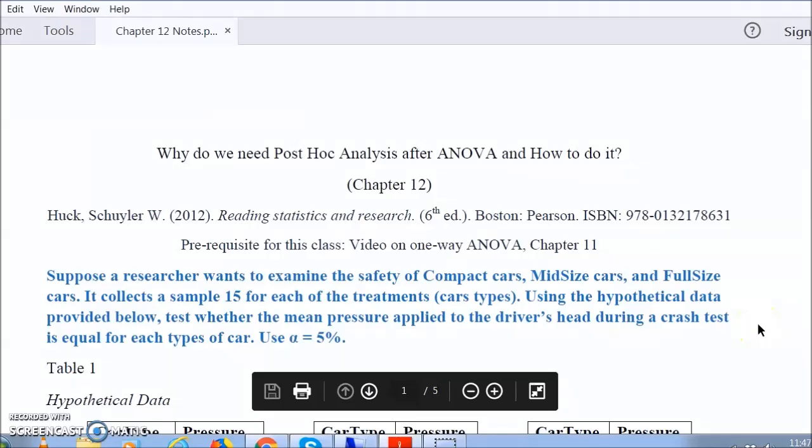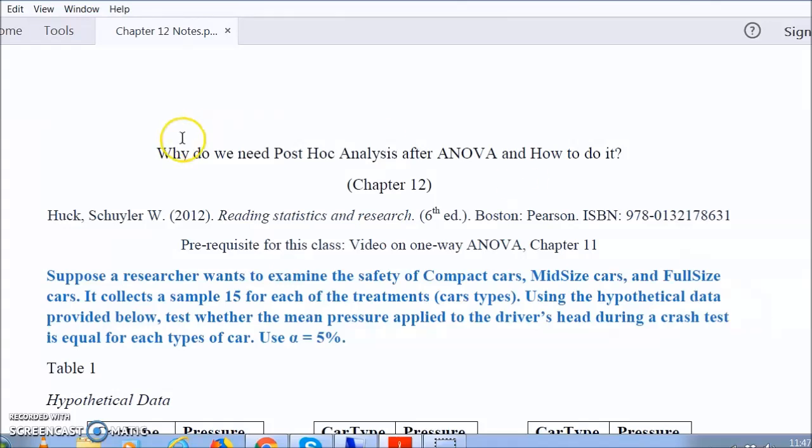Welcome to Chapter 12, which is the post hoc and the planned comparison. So the first question that we end up asking is, why do we need the post hoc analysis after ANOVA? When we are talking about doing ANOVA, that means we are talking about one-way ANOVA.